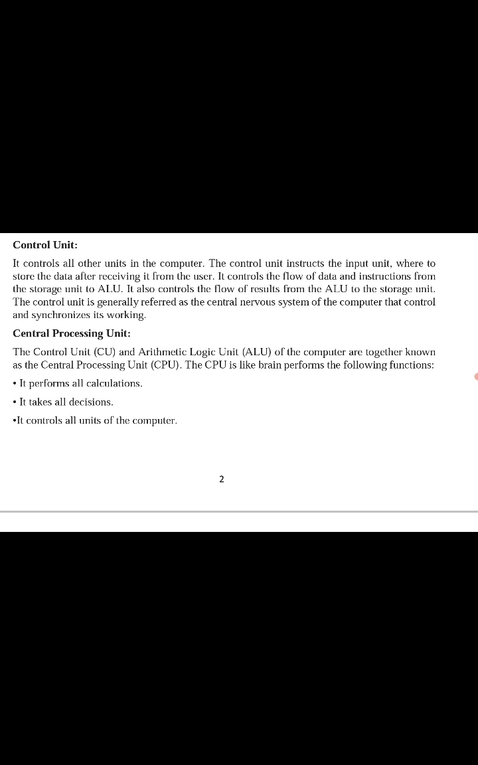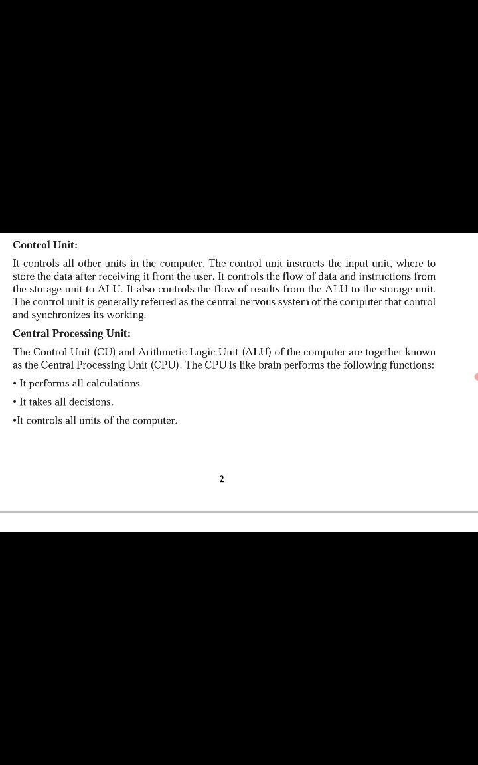The control unit is generally referred to as the central nervous system of the computer. It controls and synchronizes its working. So the control unit is the main unit of a central processing unit, and it controls the overall operation, the overall monitoring of the system, and interfacing with the hardware components of the system.